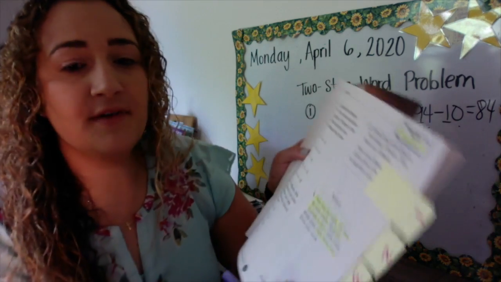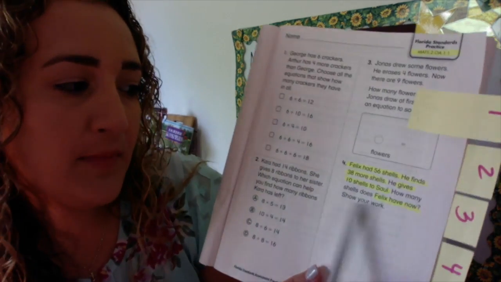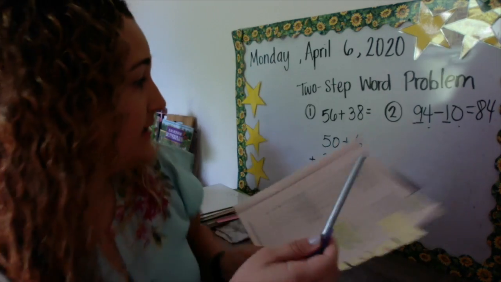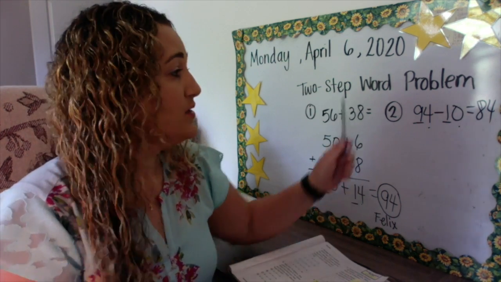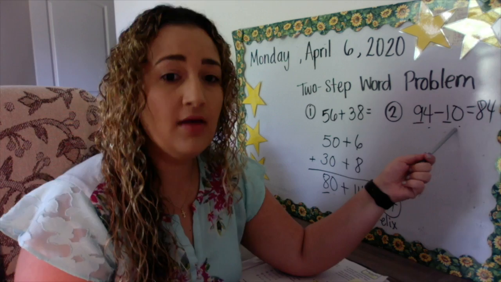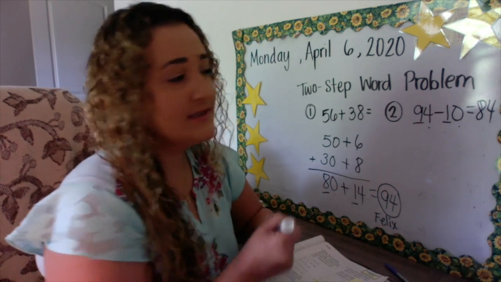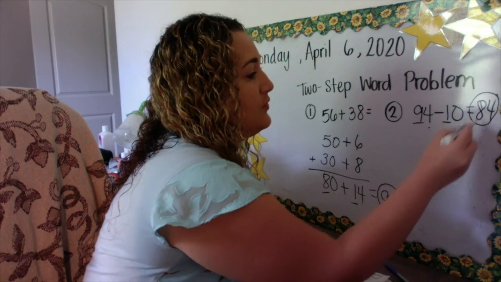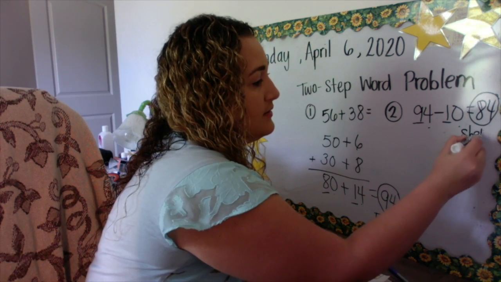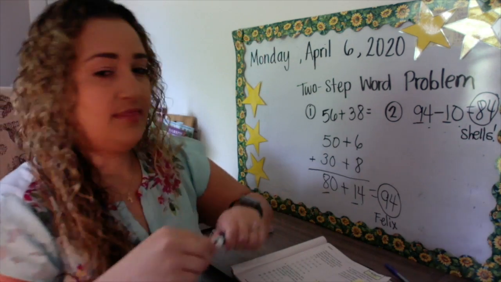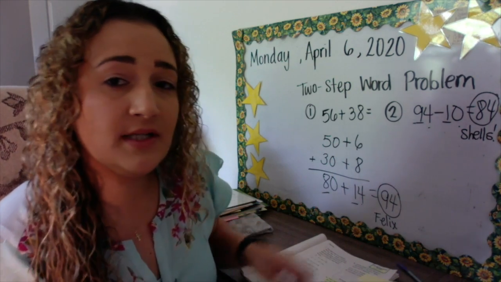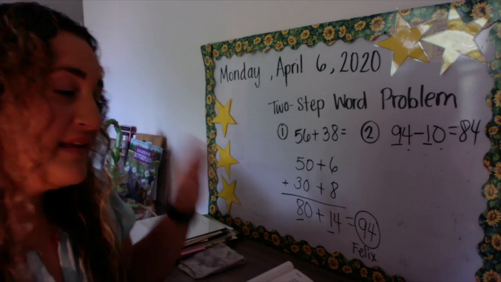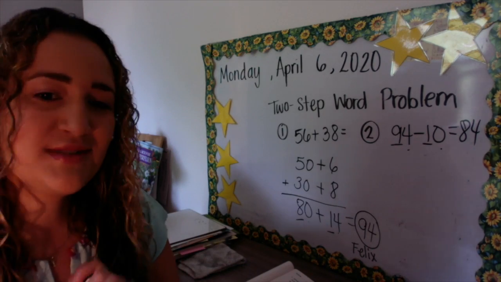So now we can finally answer the question, how many shells does Felix have now? After we added the 56 plus 38 to find out he has 94, and then we subtracted the 10 he gave Saul, now we know that Felix has 84 shells. Okay, so we had to do 2 steps in order to find out how many shells Felix has. And that's how you solve a 2-step word problem.